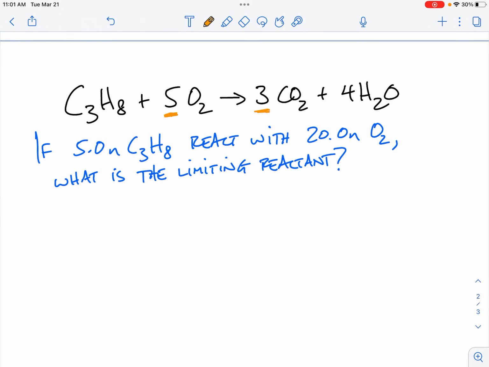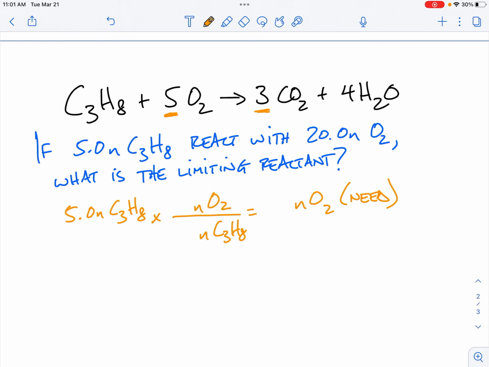All right. So now what we're going to do is compare reactants to each other. Let's say, for instance, I have 5 moles of C3H8. How many moles of O2 would we need? Let's go ahead and do that. Moles of C3H8 on the bottom, and then moles of O2 on the top. And again, grabbing our numbers from the equation, for every 1 mole of C3H8, we need 5 moles of O2. And so we have 5 times 5, which is 25 moles of O2.